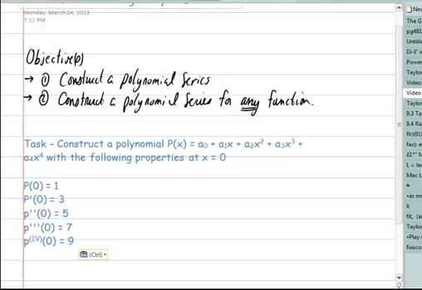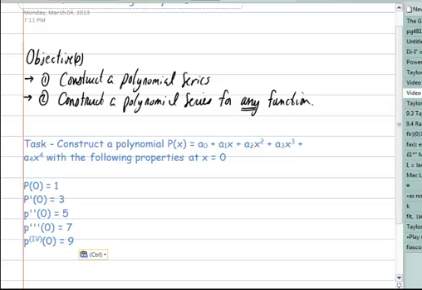Hello class. Right now what I want to do is go over with you how to construct a polynomial series if we're given some initial conditions for a polynomial. This is important to understand so that we can construct polynomials that will approximate functions that we know exist on our calculator and that we use every day in calculus.